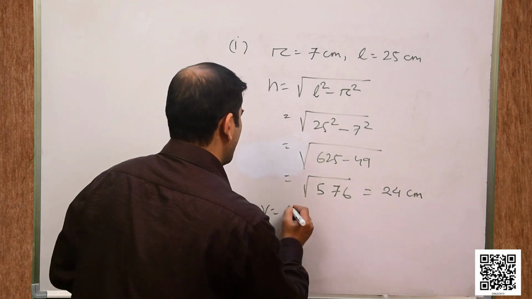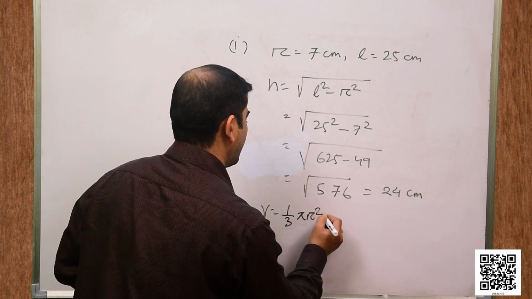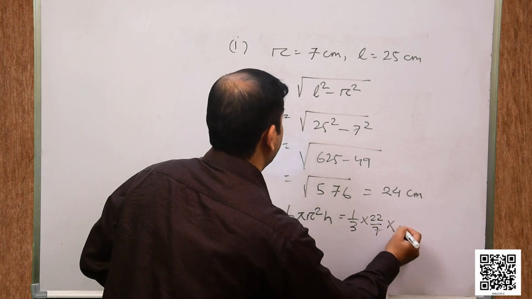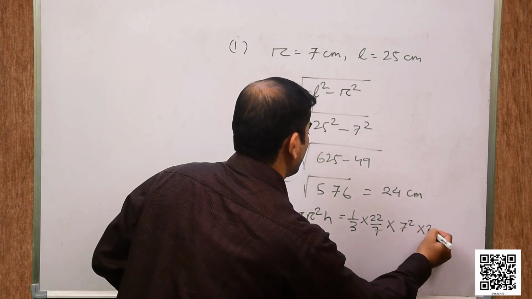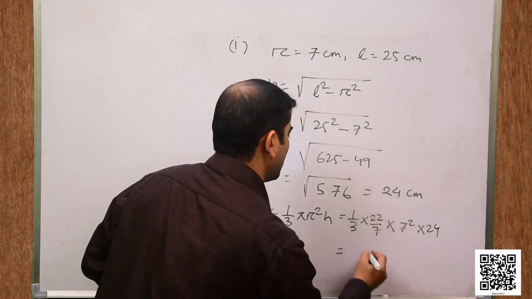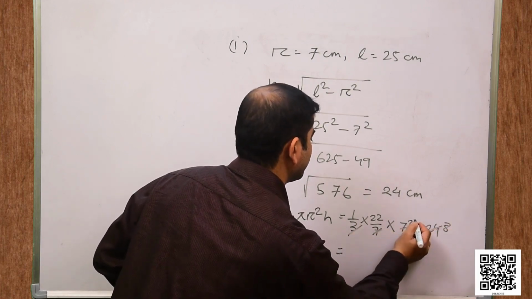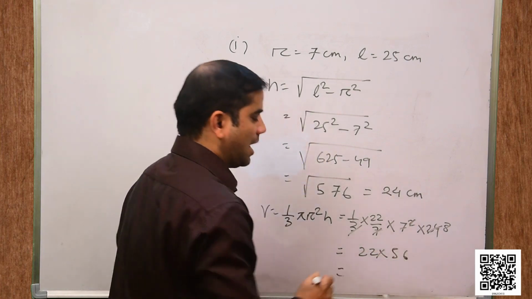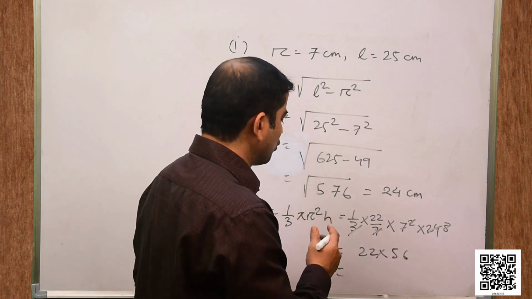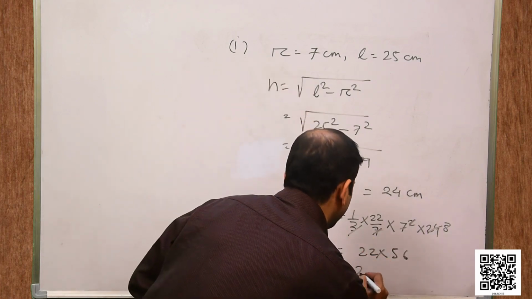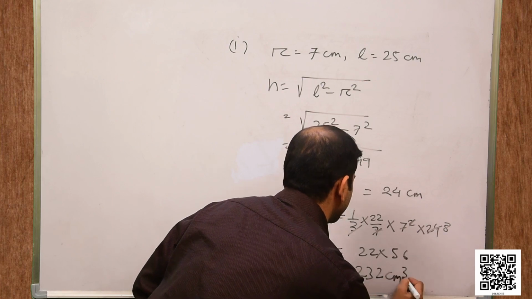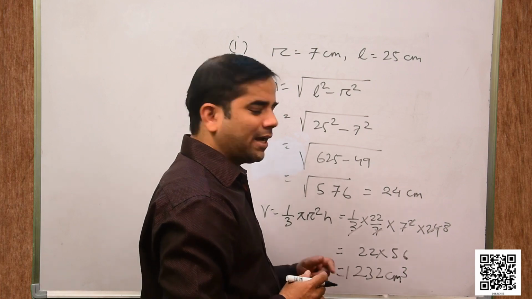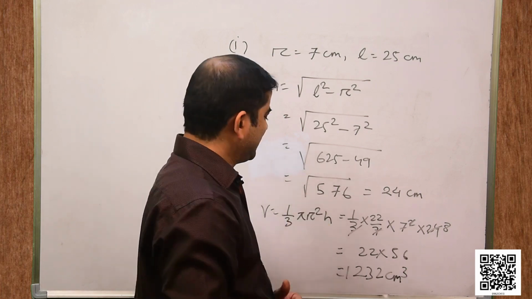Hence volume is equal to 1 by 3 pi r square h, that is 1 by 3 into 22 by 7 into 7 square into 24. That is equal to 22 into 56, and 22 into 56 is found to be 1232 centimeter cube. So, in first case the volume is found to be 1232 centimeter cube. Okay. Now, this is the volume.